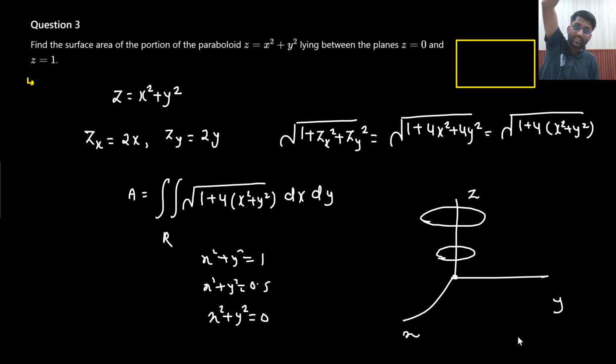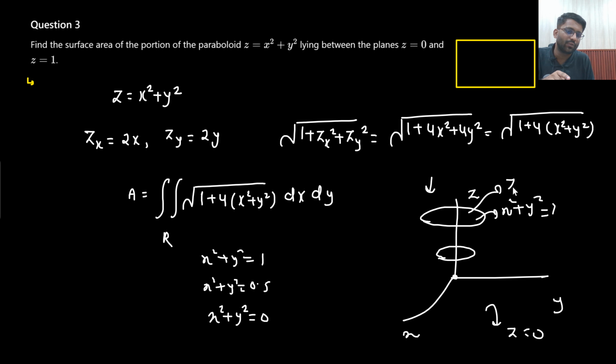And when I squeeze it on the xy plane, what will I get? I will get a circle of x square plus y square equals to 1. Like, blindly you cannot put z equals to 0. If I want to remove that z axis, then blindly putting z equals to 0 is wrong. I need to squeeze it downward. This is your z equals to 0 plane, and this will be your z equals to 1 plane. So the planes are going from z equals to 0 to z equals to 1.